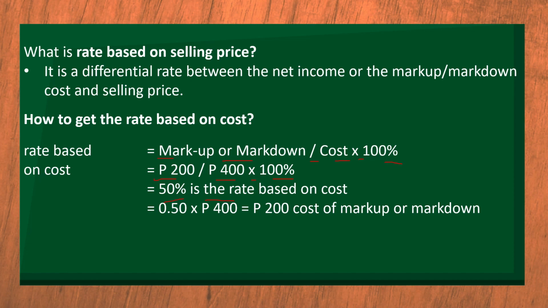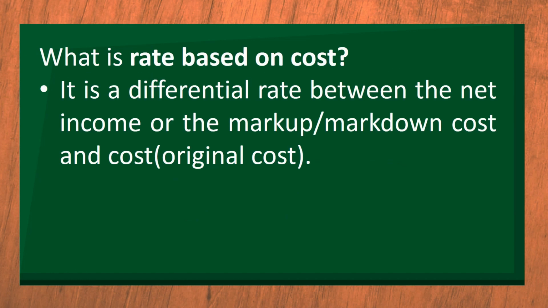We're going to get the cost of the markup or markdown. We're going to convert the whole number to decimal figure: 0.50 times or multiplied by 400. The original cost is 400, so the cost of markup or markdown is equal to 200 pesos. Now, what is rate based on cost? It is a differential rate between the net income or the markup or the markdown cost and cost.